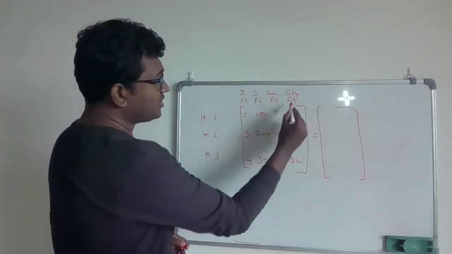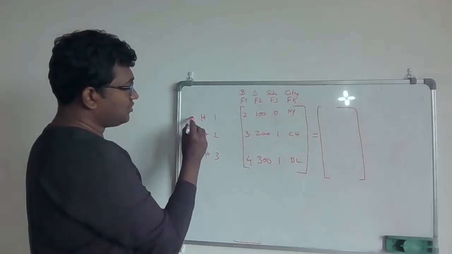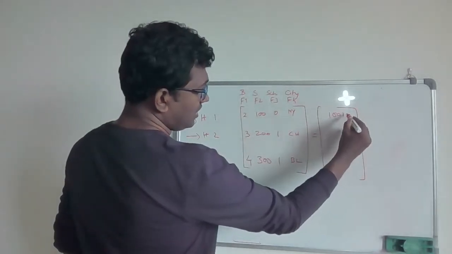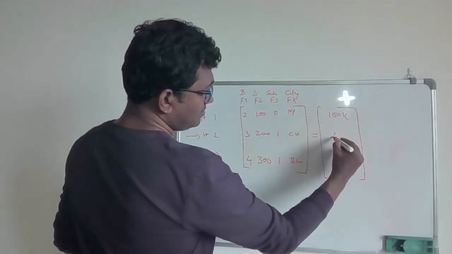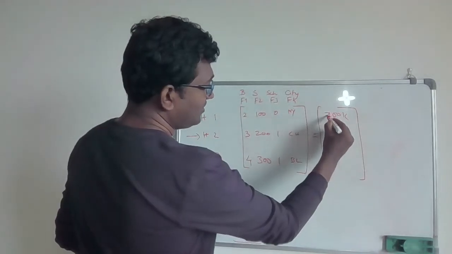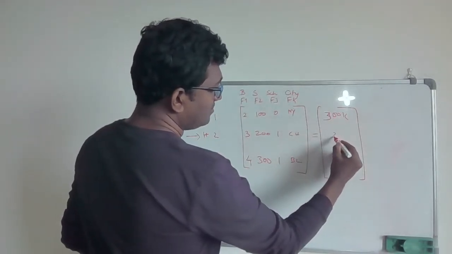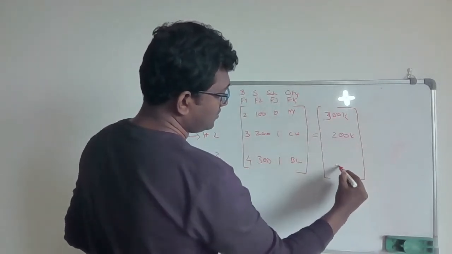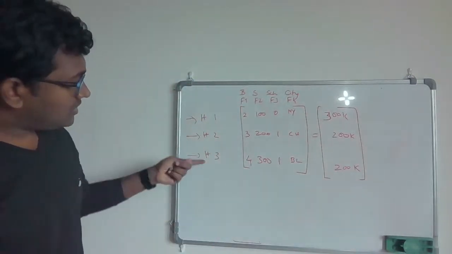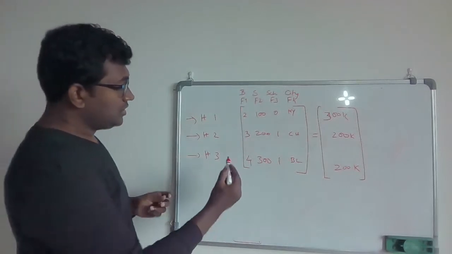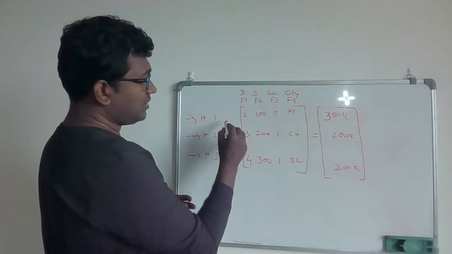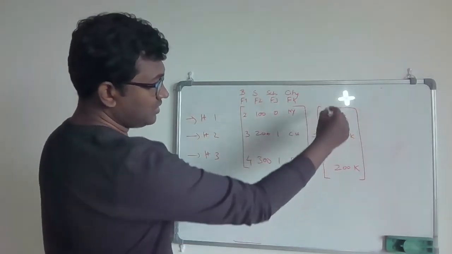So each feature is a dimension, and each row represents the price of the house. Let's say the price of the house is 100K. Maybe we'll keep the New York price higher. Okay, 300K. Chennai is 200K, and Bangalore is 200K. Okay, so this is an example of how different house prices of different cities are captured.